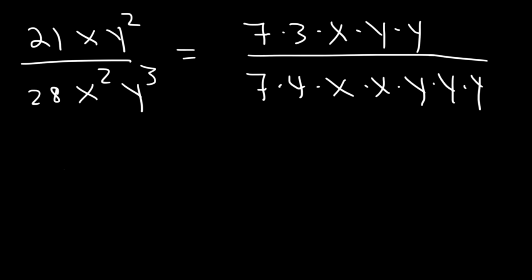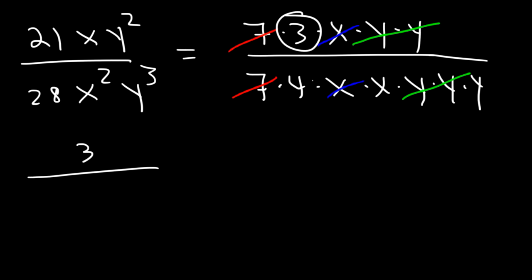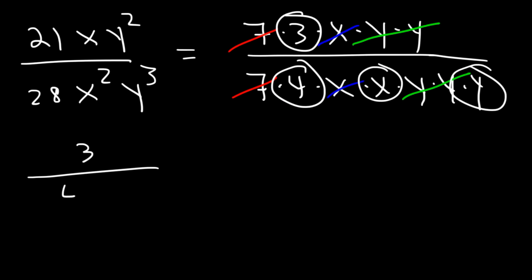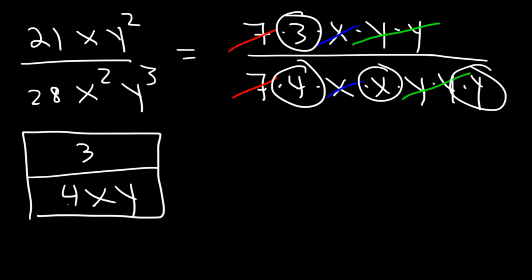So first, we can cancel a 7, and we can cancel an x variable, and we could cancel 2 y variables. So on top, all we have left over is a 3. And on the bottom, we have a 4, an x, and one y variable. So it's going to be 4xy. And that's the answer. So now you know how to simplify monomials when they're divided against each other.